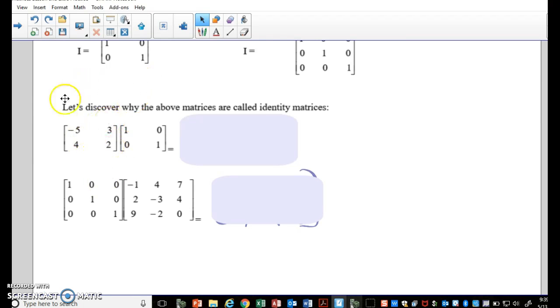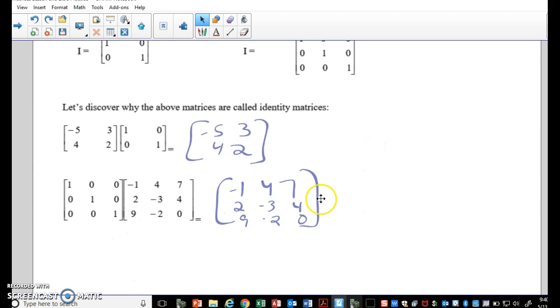So you have a matrix and you multiply it by the identity matrix. What you end up getting is the same matrix. If you were to do that, again, plugging into your own calculator and trying it, you get the same matrix at the end.